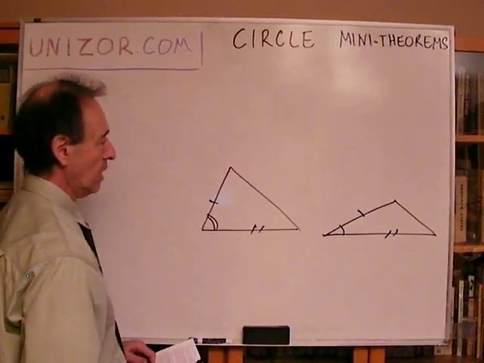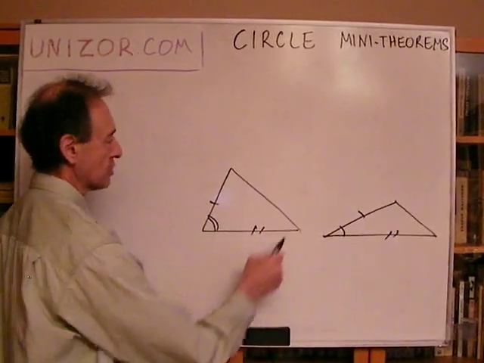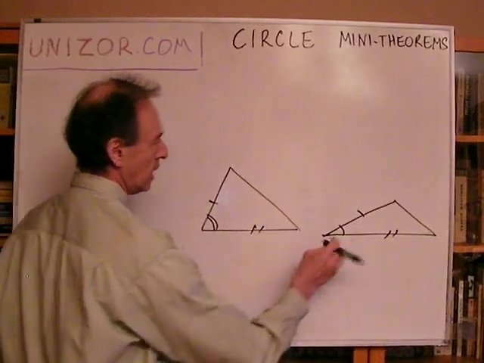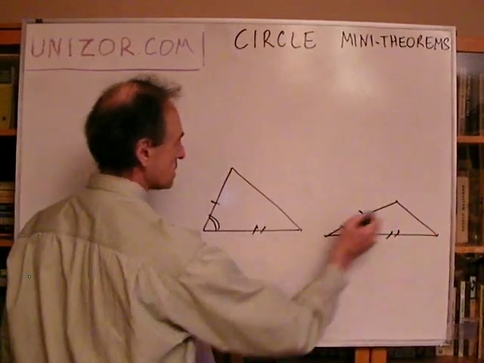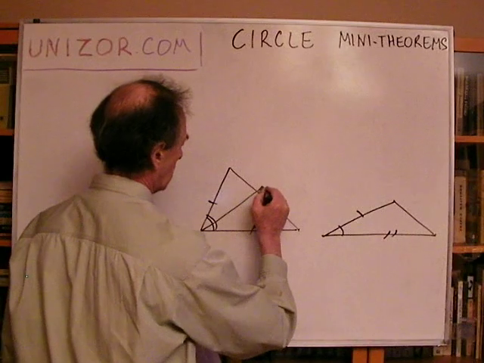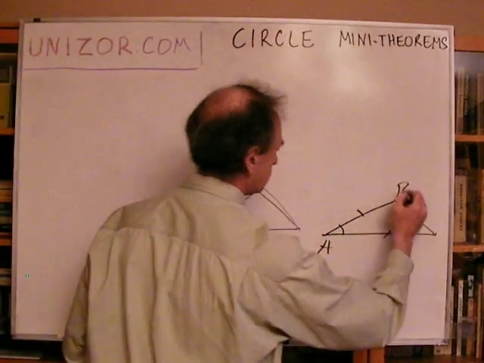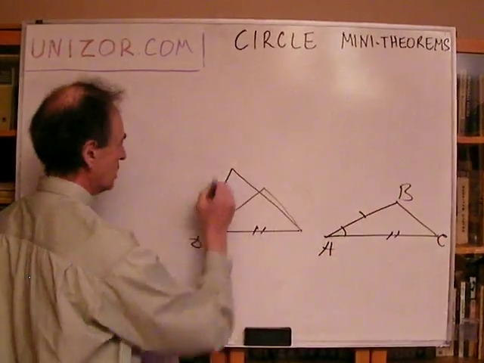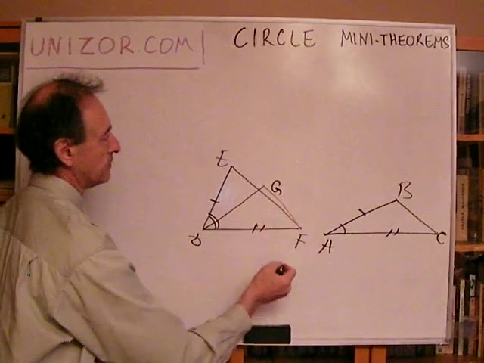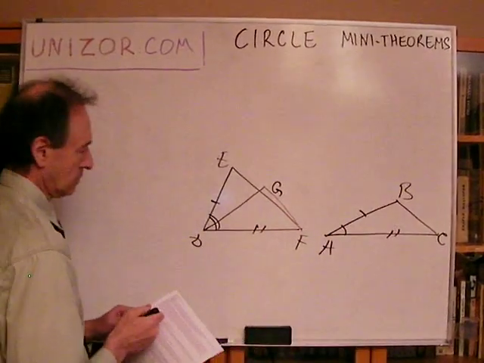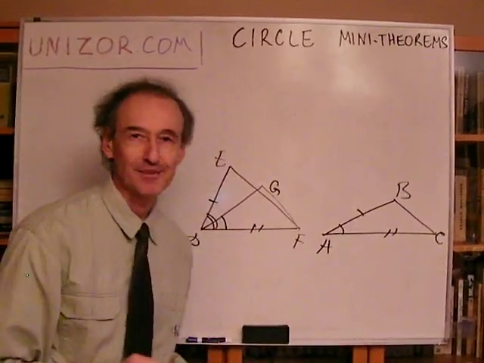How can we prove it? Well, let's just take this triangle and superimpose it onto this triangle. Because these are congruent to each other, this point will go to this, and this point will go to this, and this point will go to somewhere here. So if this is ABC, and this is DEF, then DGF is congruent to ABC by construction, basically. So this angle is the same as this one, even if it doesn't look like that in my drawing.